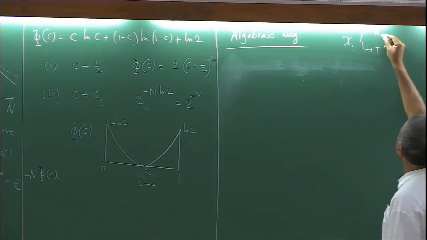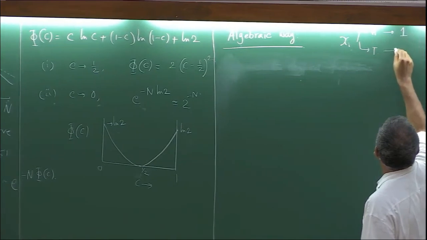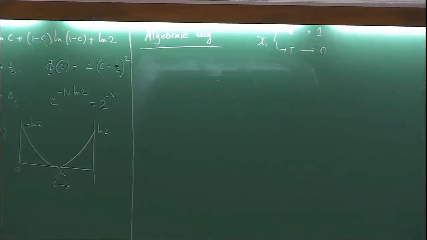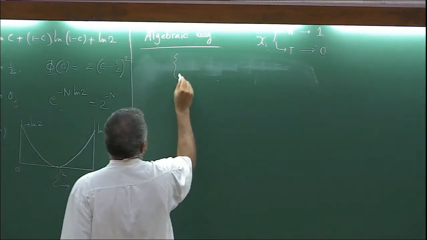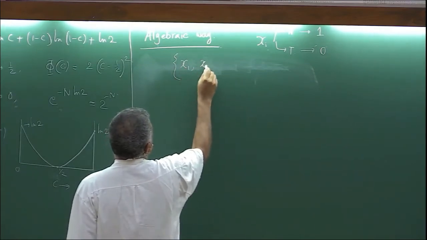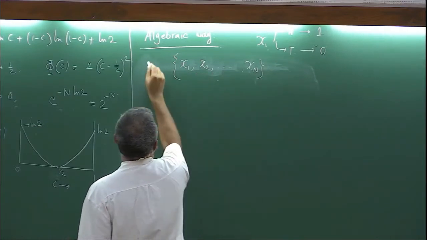Let me assign a scalar number. Let me call head 1 and tail 0. So my outcomes are either 1 or 0 each time I toss the coin, and any configuration is specified by these variables x1, x2, x3, ..., xn.